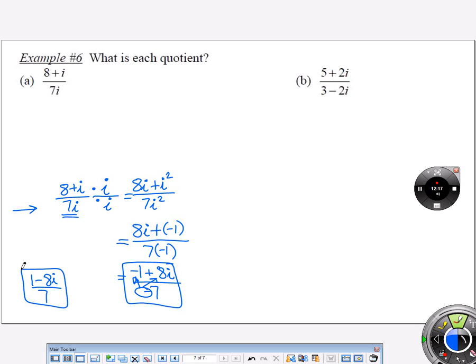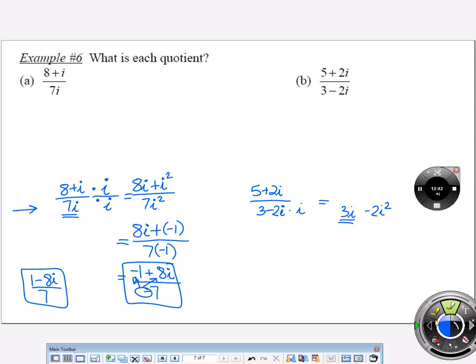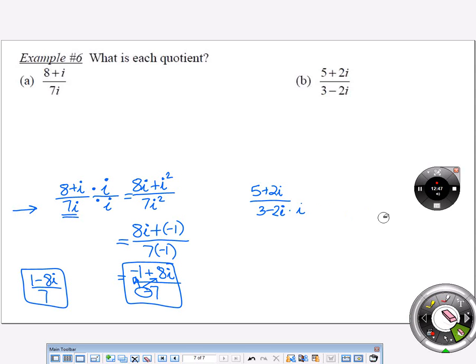Okay. Now, in part B, it's a little bit more complicated because the denominator has two pieces. So don't write this down. But if I take 3 minus 2i, which is in the denominator, and I just multiply it by i, look what's going to happen. I'll get negative 2i squared, and that's helpful because it will turn to minus 1. But I'm also going to have 3i, and I'm still going to have the imaginary part that I don't want. So the solution here is not as simple. Okay? We can't just multiply by i in the denominator.